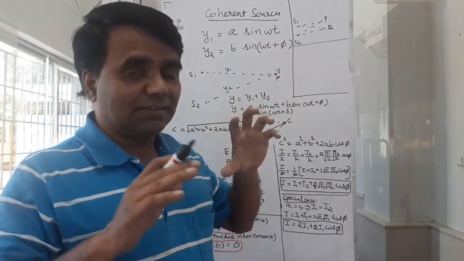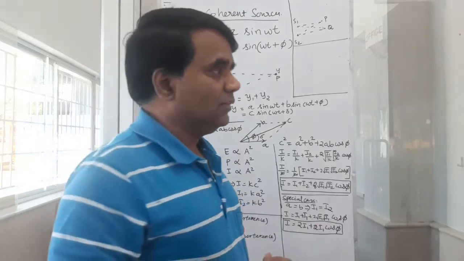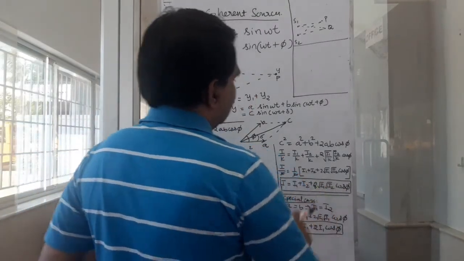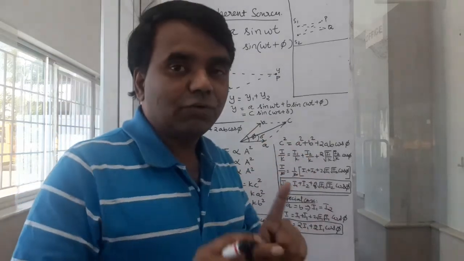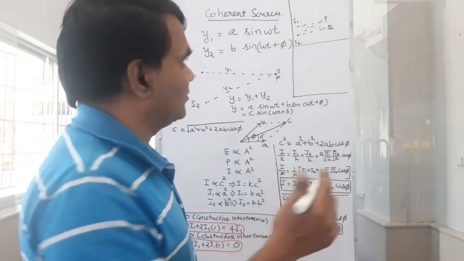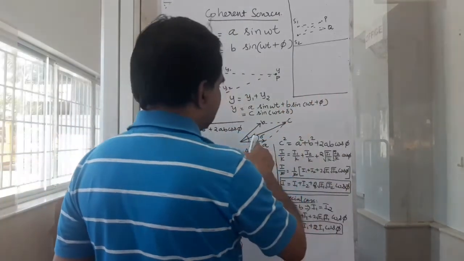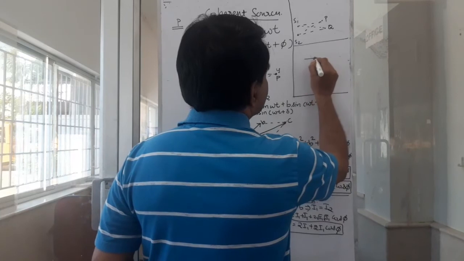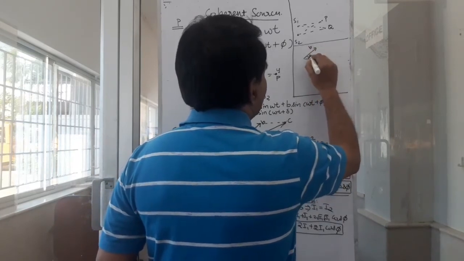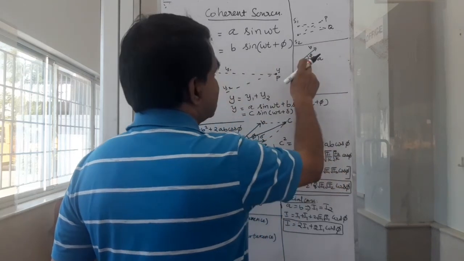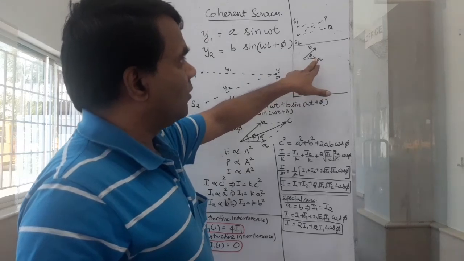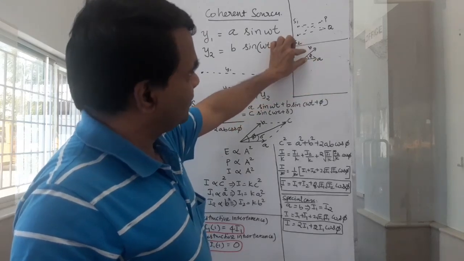So, when it is like that, you see this equation is valid for only one instance. Correct? Because when I add A and B, A can be like this and B is like this, and the phase phi is maintained at this instant.